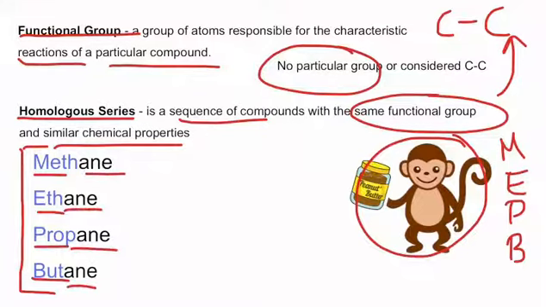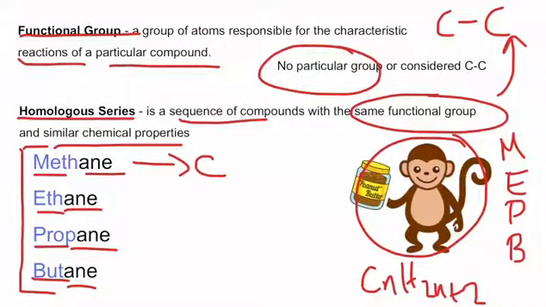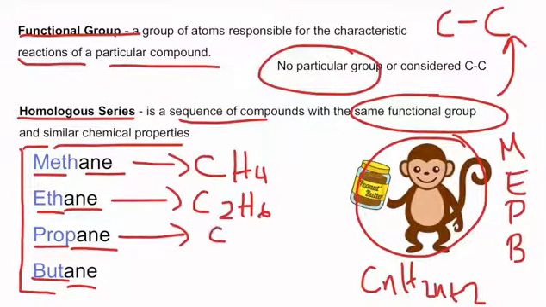Now we can use the general formula which we previously learnt, CnH2n+2, to actually work out the chemical formula for any of these alkanes. So the reason that methane is the first in this homologous series is that it only has 1 carbon atom. We can work out how many hydrogen atoms it has if we times 1 times 2, which is 2, add 2, which is 4. So we know that the chemical formula for this is going to be CH4. Ethane is going to be C2H6. Propane, C3H8. And butane, C4H10.